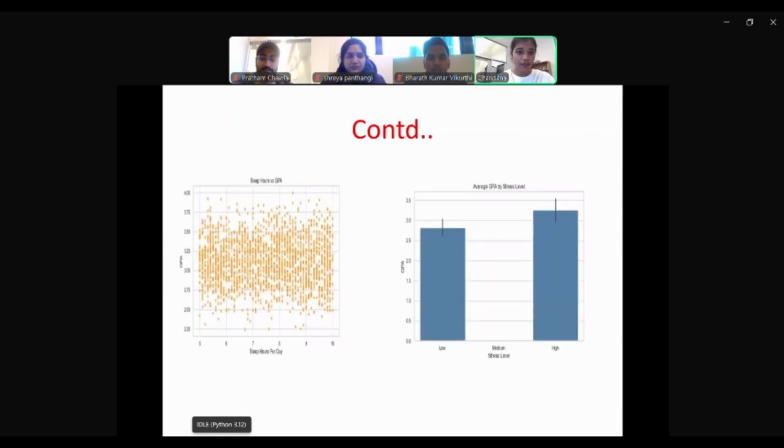Continuing, the next slide shows us a scatter plot and a bar chart. In this scatter plot, you can see sleep hours versus GPA, where the dots are spread out, which tells us that sleep doesn't have any clear impact on GPA. And the bar chart shows the average GPA by stress level, where students with higher stress levels have higher GPA and lower stress levels have lower GPA.